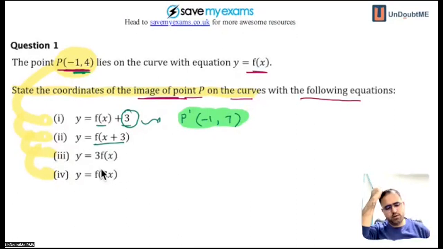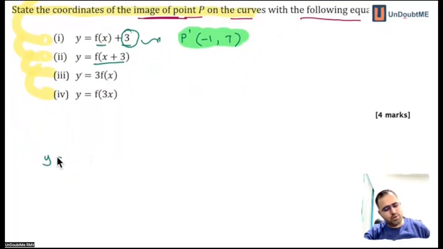So stretching? No, compressing? No, no, no, wait. It goes up and down. Okay, look. y = f(x) plus or minus a is a vertical shift. If you have forgotten, quickly write it down.